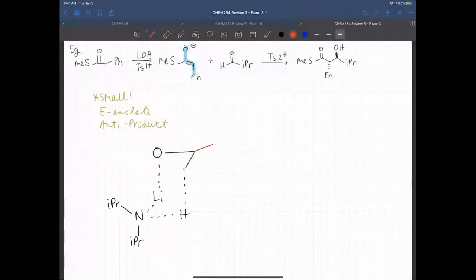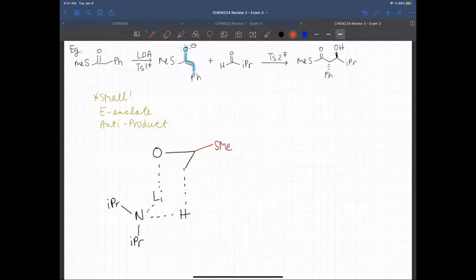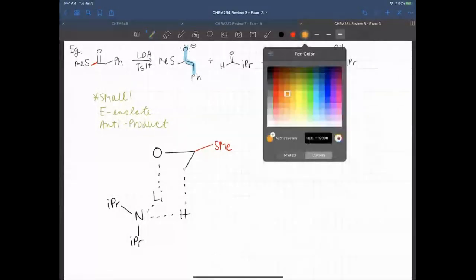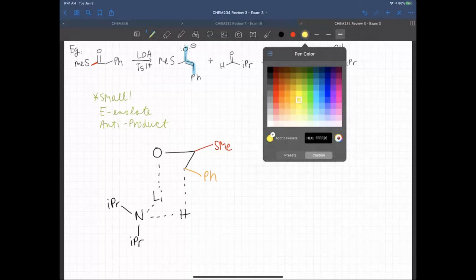No, it's the thiol. Okay, it's the thiol. Because it's the one that's right here. There you go. Good job. Now, tell me what goes on the orange bond here. Good. Phenyl, and then of course the last one then has to be hydrogen, right?